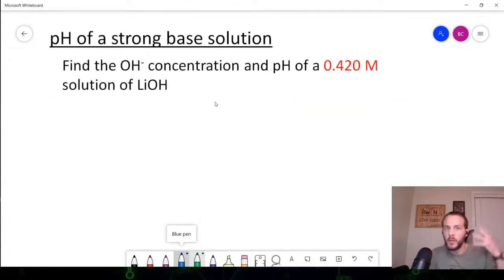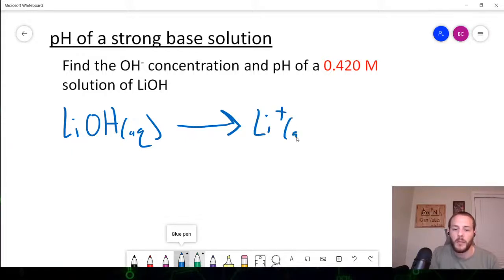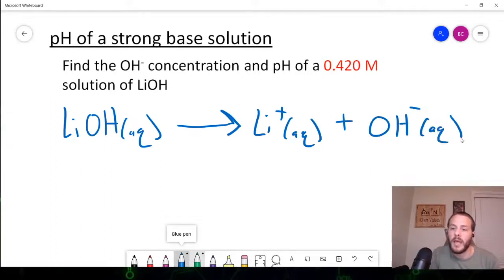So in general, with these pH problems, I always like to start with writing the chemical equation for the reaction that you're looking at, right? So the chemical equation would look something like this: lithium hydroxide, LiOH, aqueous, reacts using a single arrow indicating a complete dissociation, a complete ionization, to become lithium ion Li+, aqueous, and also the hydroxide ion OH-, also aqueous.